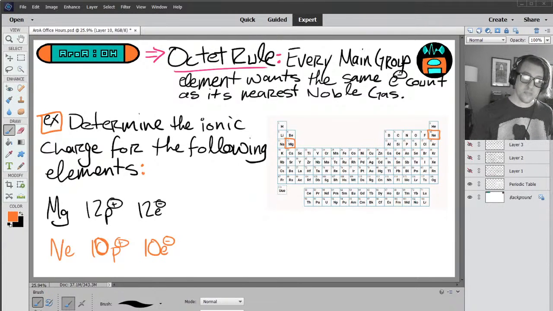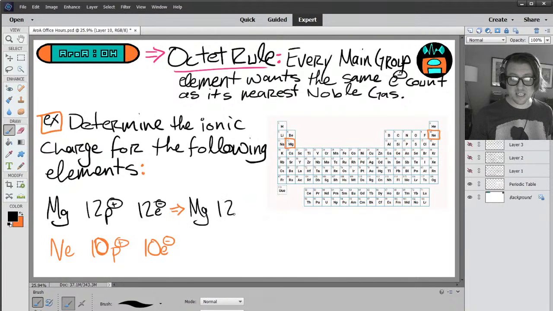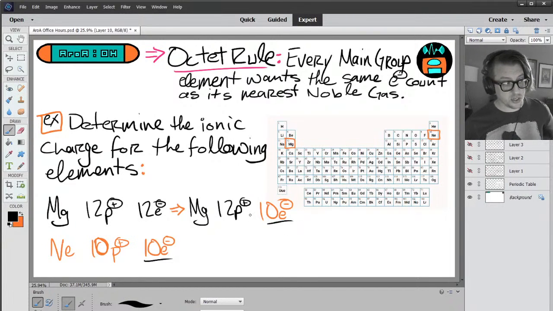Now, magnesium will become an ion to be like neon, and to do so, magnesium needs to lose 2 electrons. It wants to have 10 electrons, just like neon does. But now you can see that when magnesium has 10 electrons, it's lost 2. It has more protons than electrons, so magnesium's charge will be a +2. All right, so sometimes elements gain electrons to become like their nearest noble gas. Sometimes they lose electrons. Ariana, my pleasure. Totally my pleasure, and you're so totally welcome.